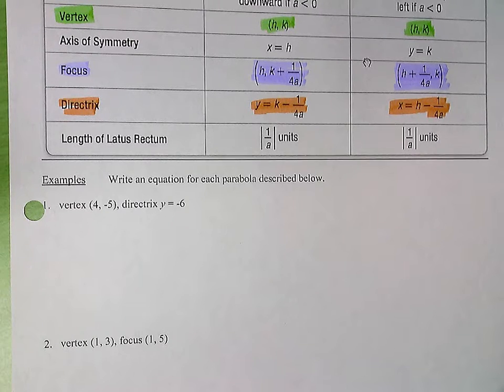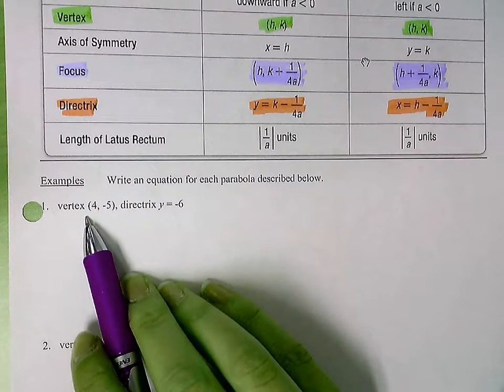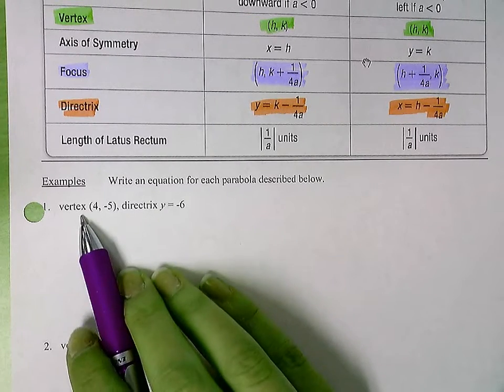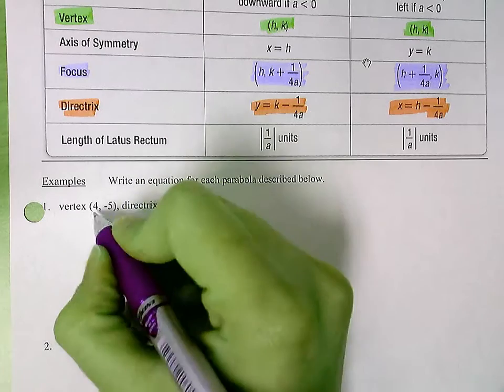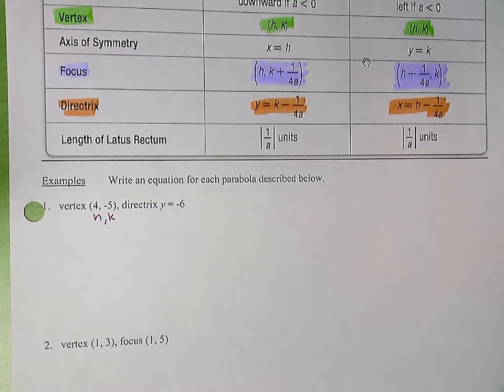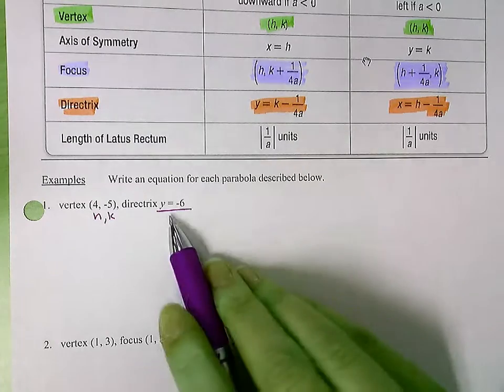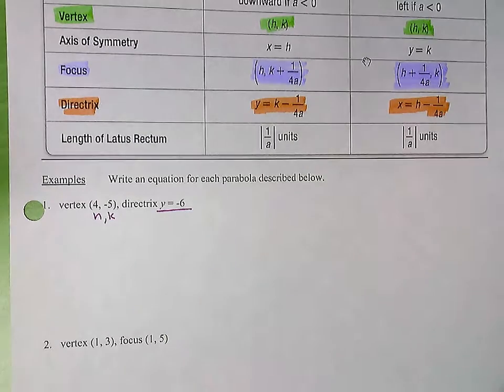Okay, so with this first one, I'm given a vertex and the directrix. Vertex is always in the form h comma k. It doesn't matter which form of the equation it is, your vertex is h comma k. Now if I look at the directrix, that is y equals -6.